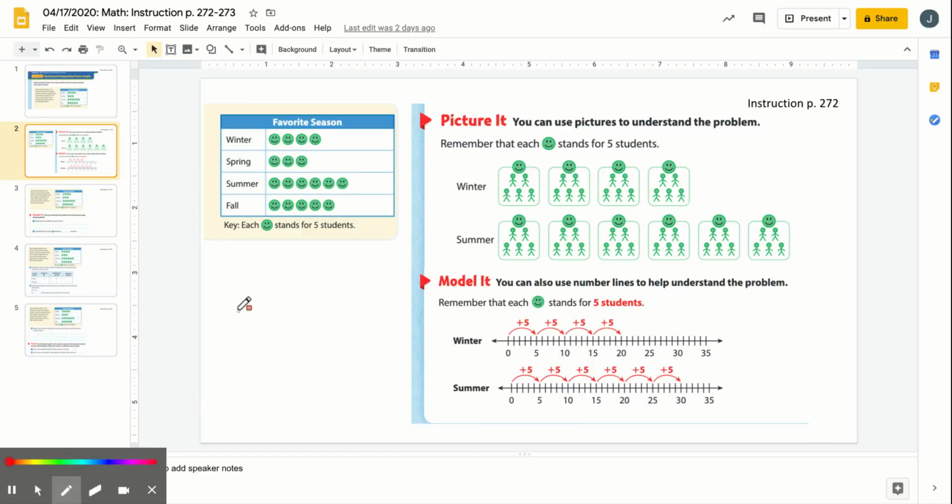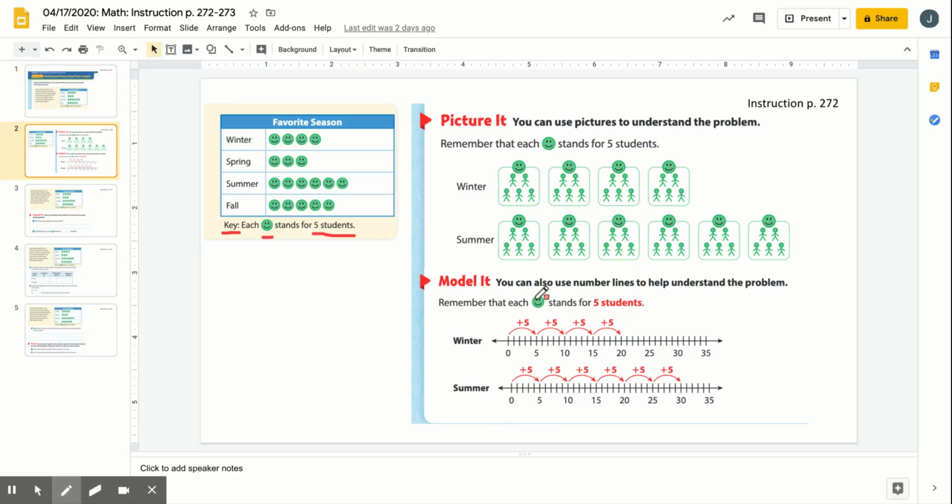One thing to keep in mind about a picture graph is that it does have a key. In this case, each of these green smiley faces stands for 5 students. So one green smiley face stands for 5 students. We can use pictures to help us understand that. So we can think, okay, every time I see a green smiley face, that actually equals 5 people. Or you can use a number line.